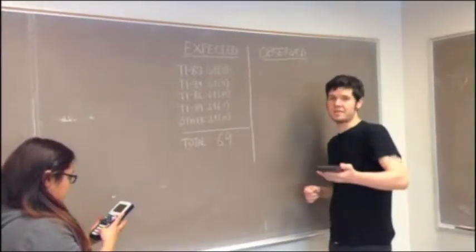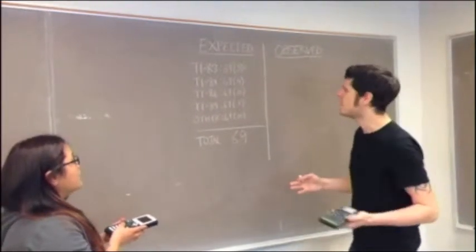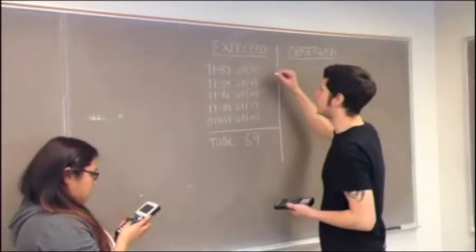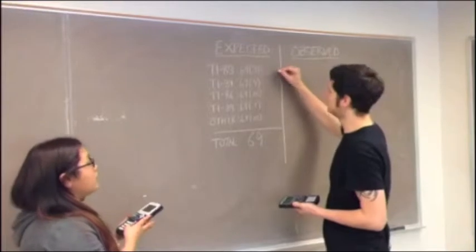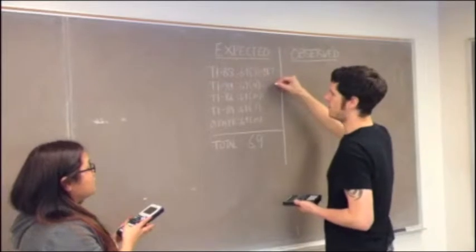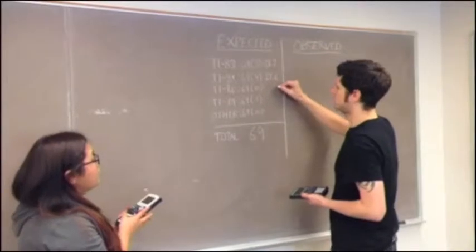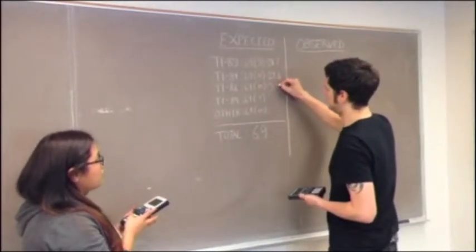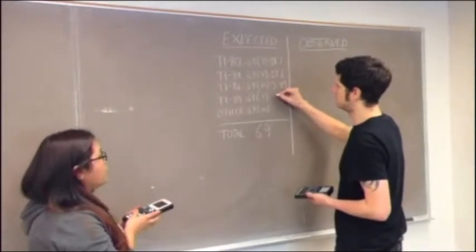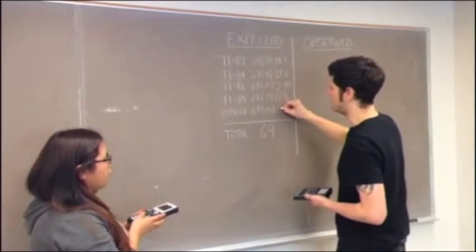So we received a sample size of 69 out of a total of, I don't know how many there are in our classroom, but based on this, we can start to estimate what our expected values are going to be. So for TI-83s, we can expect to see 20.7. For TI-84s, 27.6. For TI-86, 3.45. For TI-89, 13.8. And for other, 3.45.